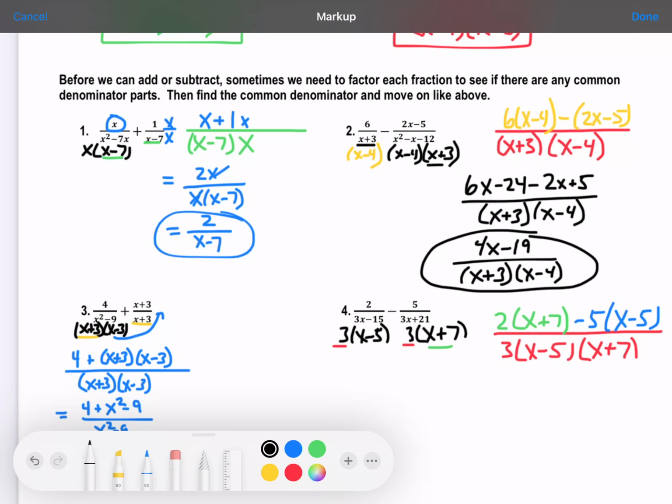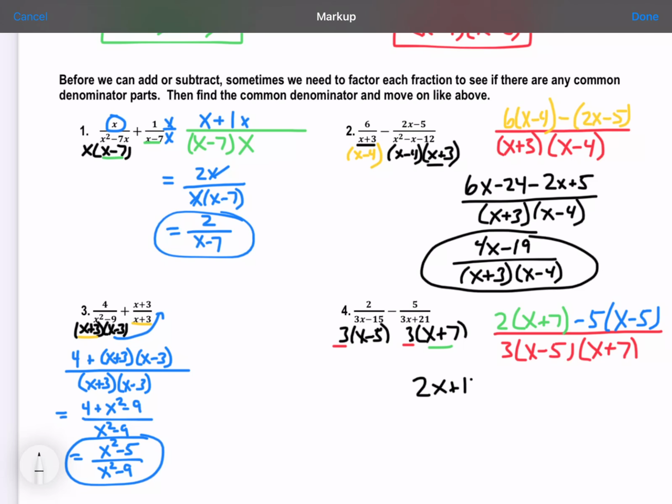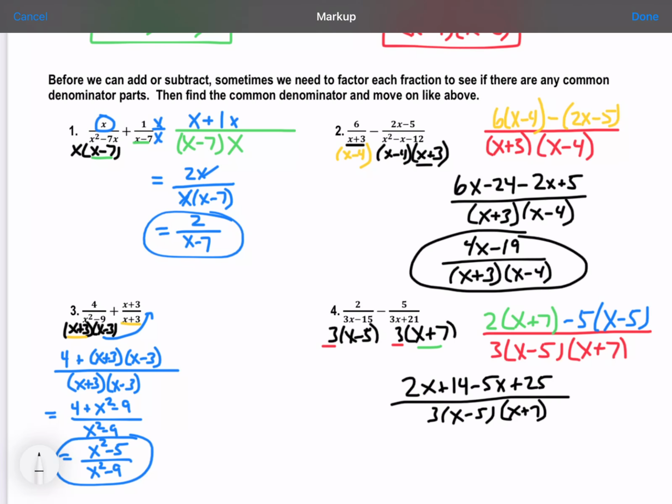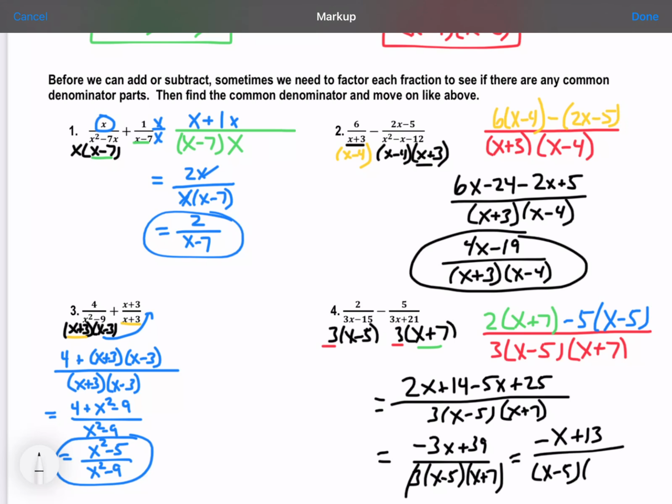And so now we can work it all out. So that becomes 2x plus 14 minus 5x plus 25 all over 3 times x minus 5 times x plus 7. And then we will simplify it. We get negative 3x plus 39 over 3 times x minus 5 times x plus 7. We could take out a 3 of everything. Get rid of this 3, take out a 3 out front, and we could be left with negative x plus 13 over x minus 5 times x plus 7. That's as much as it can be reduced.